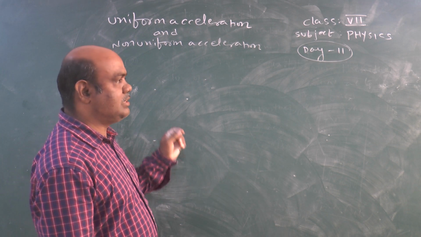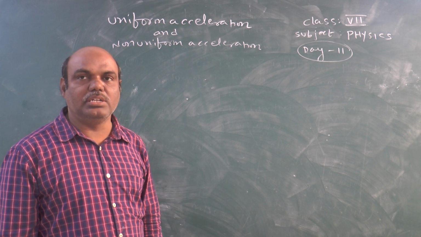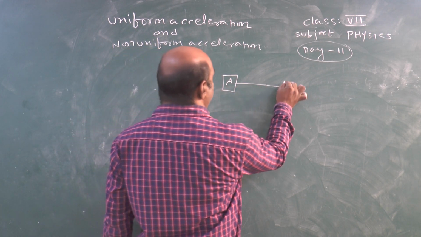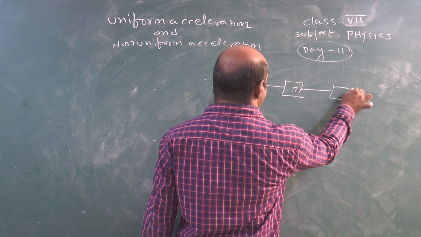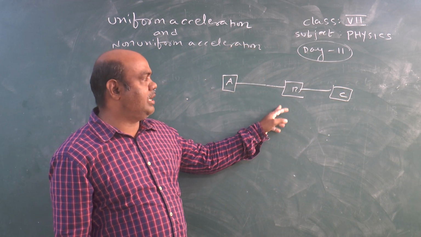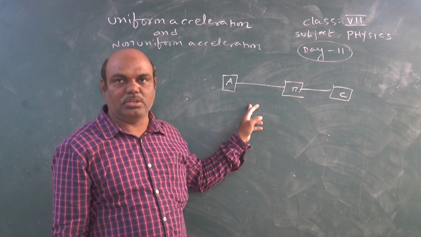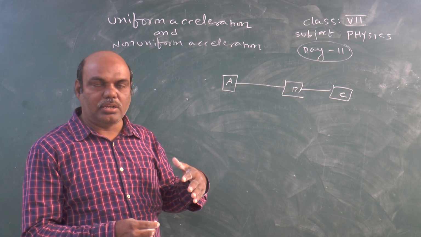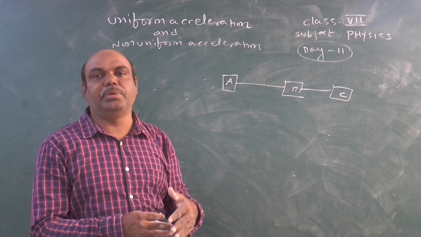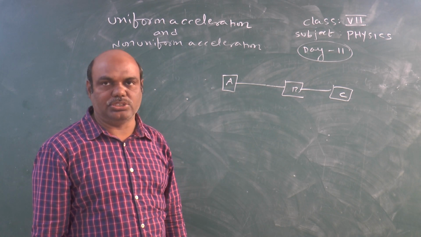But when we are saying that acceleration is uniform, here if a body started at A, traveling B, again traveling C, the change in velocity from A to B and B to C are equal and the time intervals are also equal. That means if a body travels with equal change in velocities in equal time intervals, then the acceleration is called uniform acceleration.